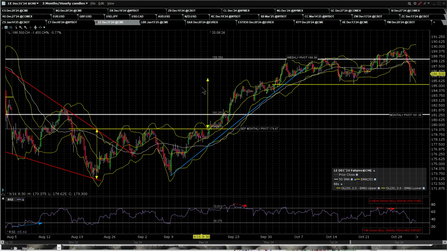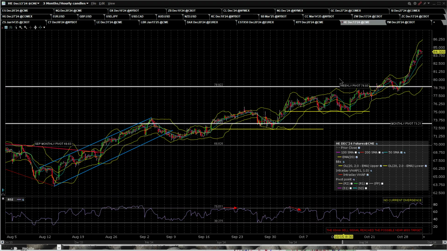On live cattle, we've got a potential double top here, which I'm watching, also a part-formed head and shoulders, watching that to see if anything else interesting happens. We've got a 60-minute sell signal, which has now reached target, and a retest of this low and a possible test of this head and shoulders neckline could get a possible 60-minute buy signal brewing. On lean hogs, it has just continued higher and no current negative divergence. Let's have a look at those on the bigger picture charts.